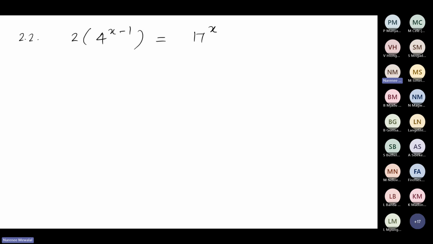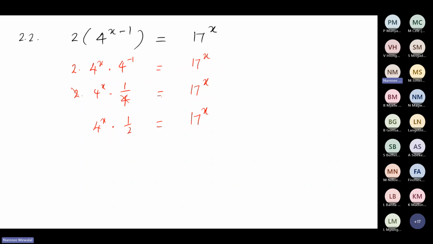So we're going to write this here as 2 times 4 to the x times 4 to the minus 1 is equal to 17 to the power x. So that's going to give you 2 times 4 to the x times 1 over 4. That's what your 4 to the minus 1 is equal to 17 to the power x. And then you're going to find that 2 cancels off with 4. So you're going to get 4 to the x times half is equal to 17 to the power x.